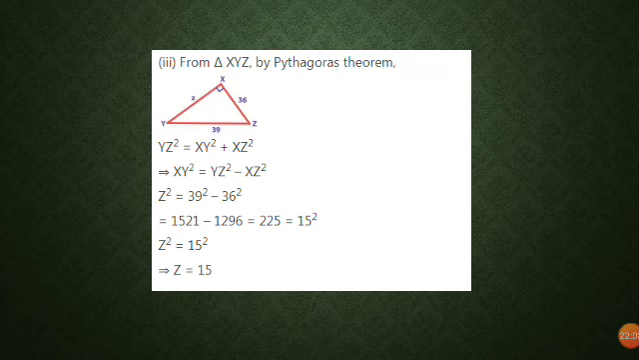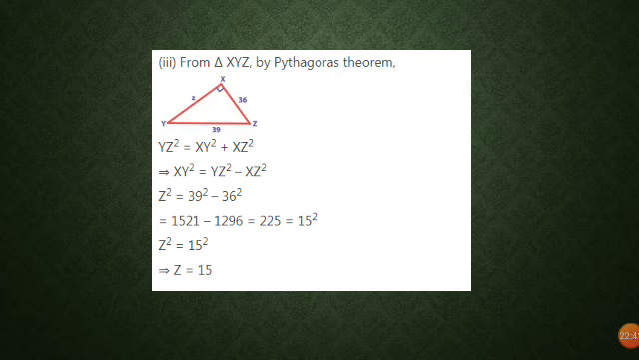So XY square equals YZ square on the left-hand side, and XZ square transposed to the right-hand side gives minus XZ square. So XY square equals 39 square minus 36 square. 39 square is 1521, minus 36 square, which is 1296.